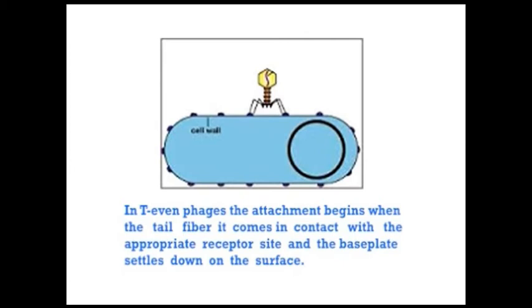Bacteriophages attach to a specific receptor site on the host cell membrane, and the nature of the receptor varies with the phage. Cell wall polysaccharides and proteins, teichoic acid, flagella and pili serve as receptors. In the case of T-even phages, the attachment begins when the tail fibers come in contact with the appropriate receptor site, and the base plate settles down on the surface.